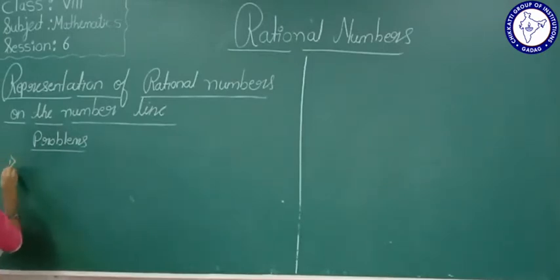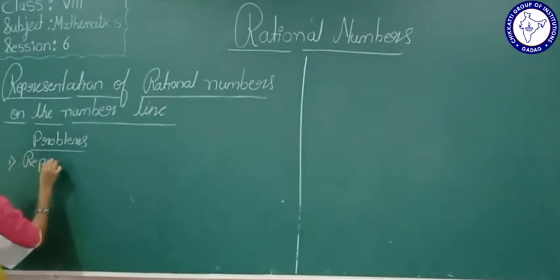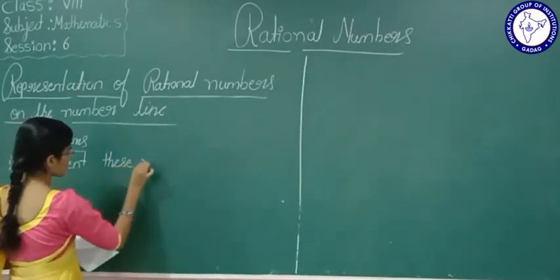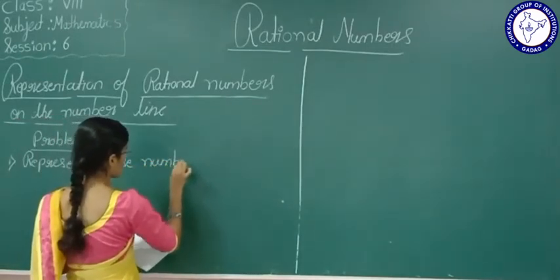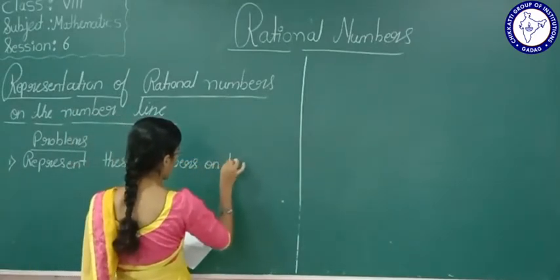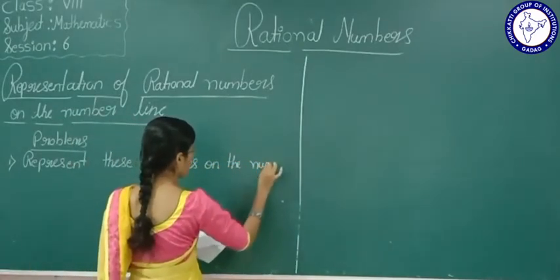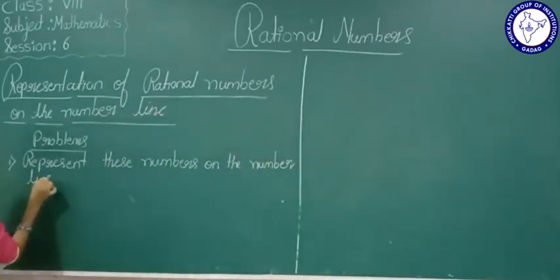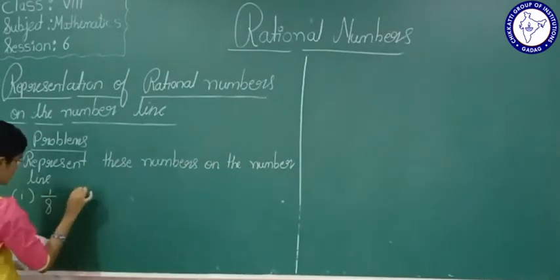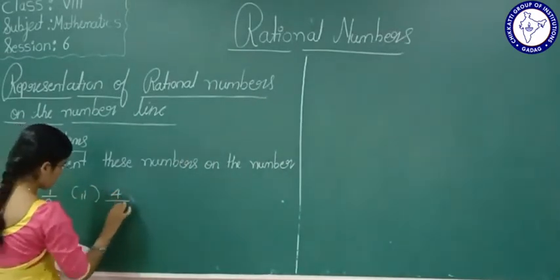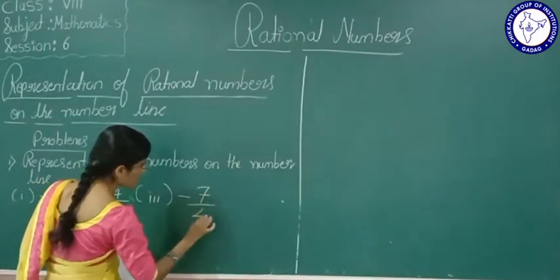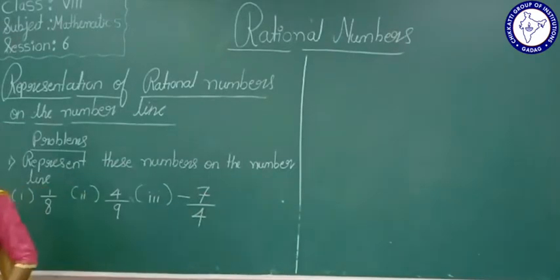Represent these numbers on the number line. So first one is 1 by 8, second one 4 by 9, third one minus 7 by 4. Okay, we'll represent one by one now.